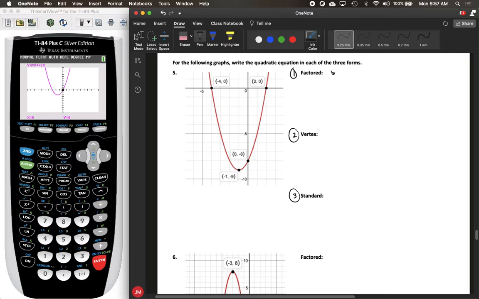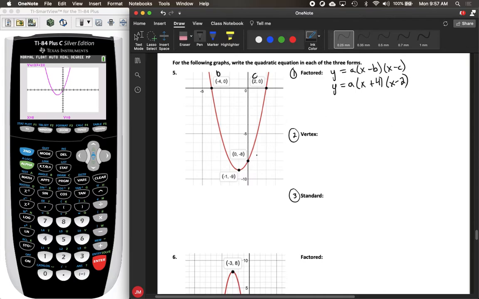So for factored form, step 1, we're going to just write out what the basic equation looks like. So that was y equals a(x minus b)(x minus c). Remember, b is your x-intercept and c is your other x-intercept. So to write those in, we would write y is equal to a(x minus negative 4) for b. So that becomes x plus 4. And then x minus 2 for c.